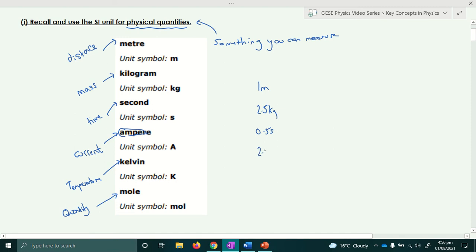Remember, our ampere needs to be capitalized, as does Kelvin, incidentally. That is a capital K, so we're probably not going to get temperatures of 0.5 Kelvin, but it doesn't matter for now. And I don't know, maybe we have 2.1 moles. So this is what it will look like when you're writing answers to questions. We have a value and its unit.